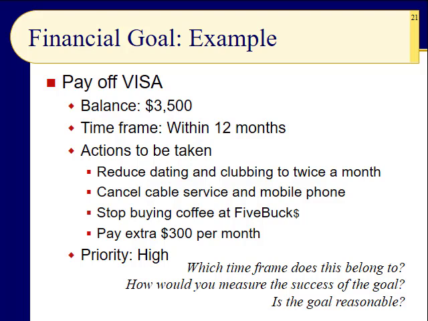How would we measure the success? Well, within 12 months is the Visa bill paid off. So what are the actions to be taken? Reduce dating and clubbing to twice a month. You mean I got to stay home on a Saturday night? Yeah, socially distanced, of course. Cancel the cable service. Well, it's about time. And your mobile phone. No way. You'd rather eat barbed wire than take away your mobile phone. Can you find a cheaper plan?